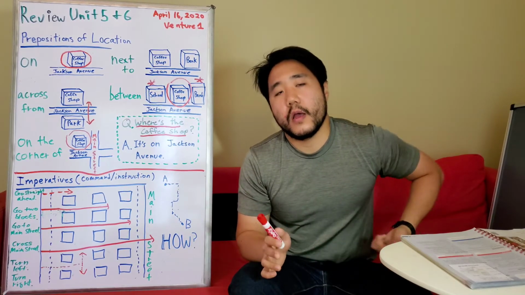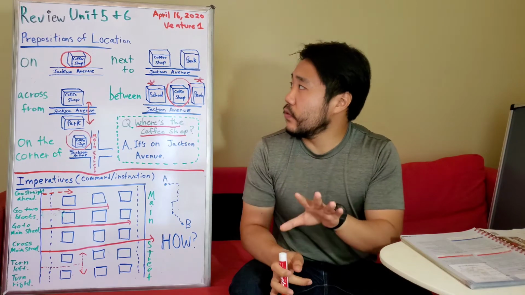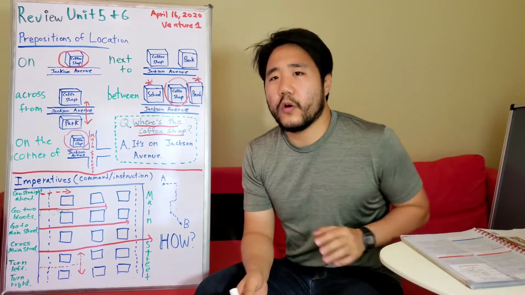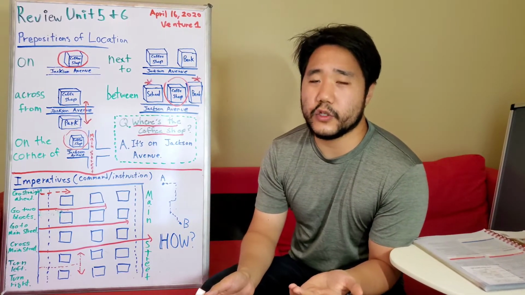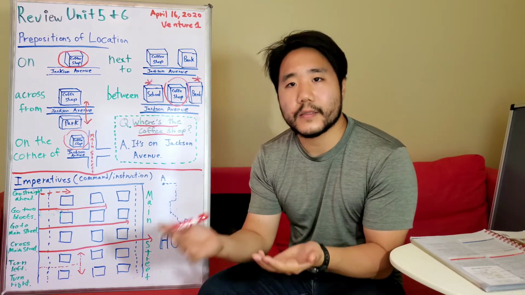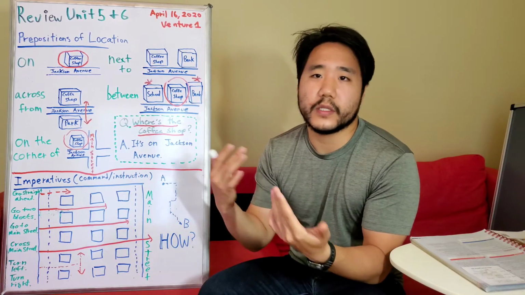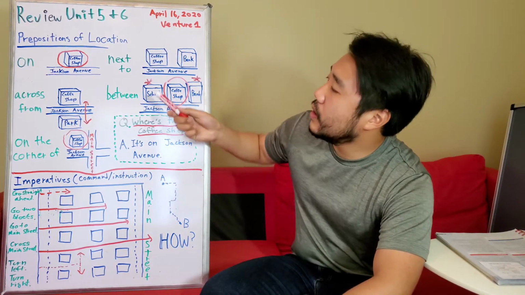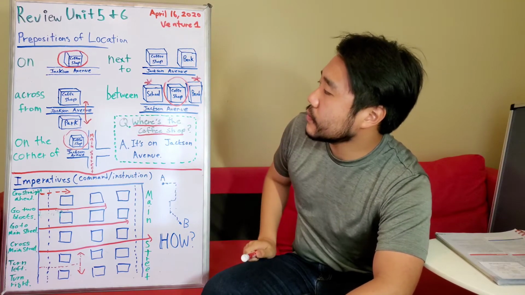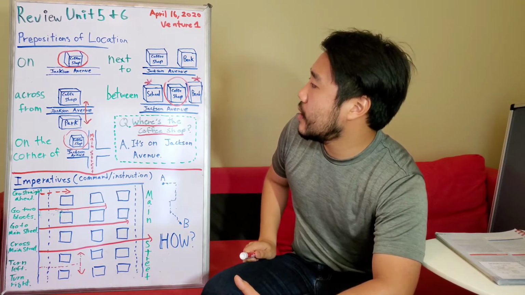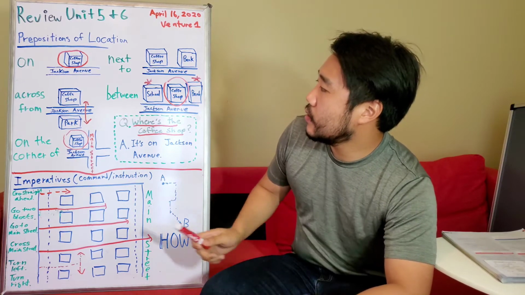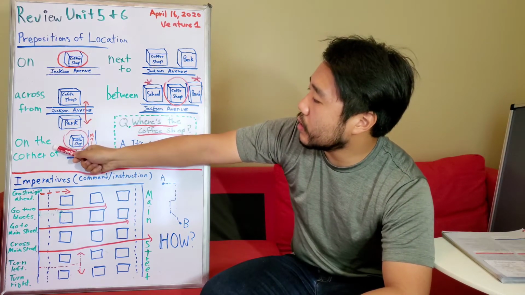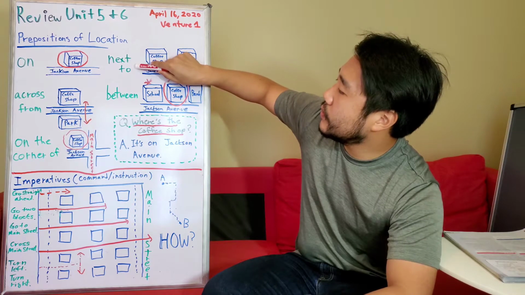So in this video, we're going to first review Unit 5, okay? I'm not going to go over identifying places, because you should know what an amusement park, hospital, library, hotels, those things are. So first, prepositions of location. There are 5 prepositions that we learned: on, across from, on the corner of, next to, and between.